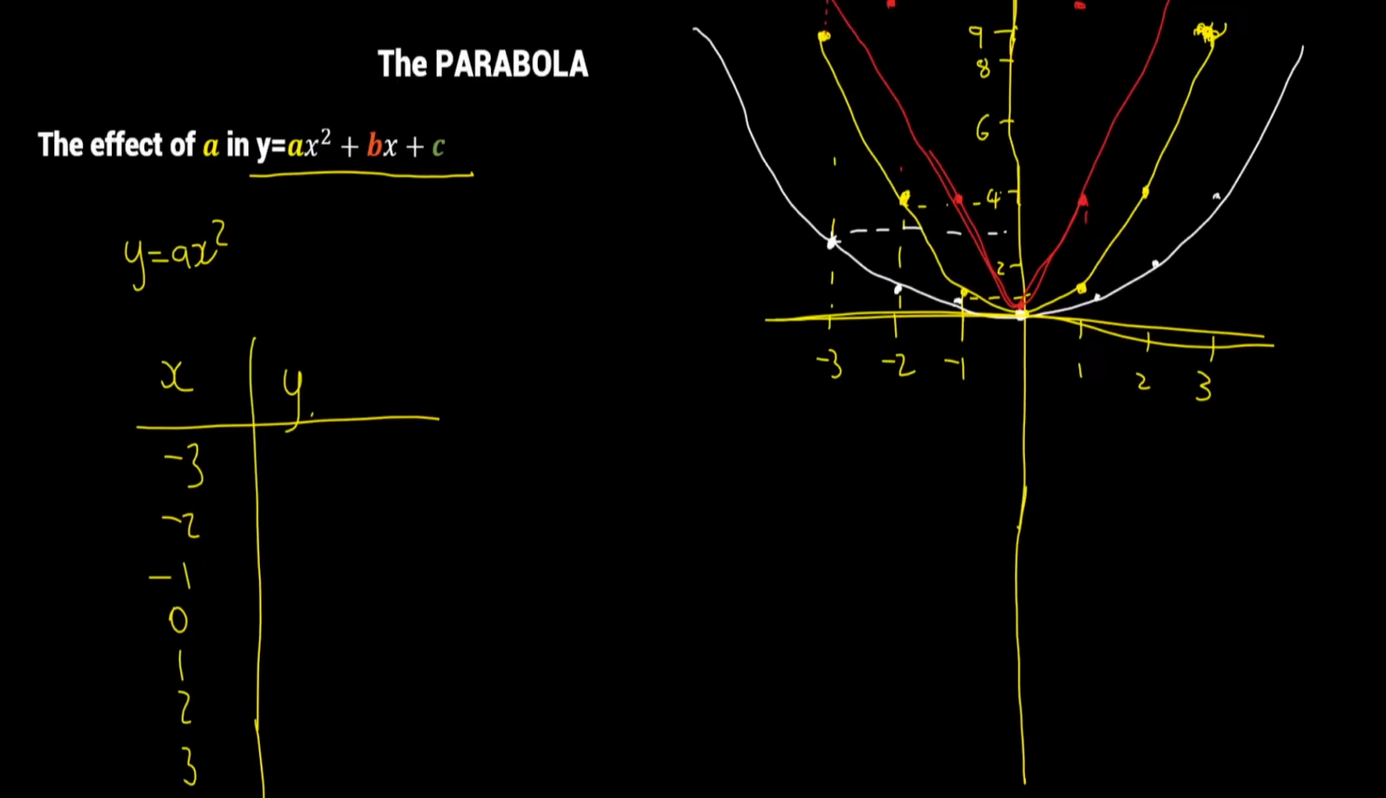What happens now when a is negative? We'll start with the same equation, which was y equals x squared. But we'll make a, in this case, negative 1. So we'll still evaluate it the same way. Minus 3 squared is 9. So we have minus 9. So we're going to draw this the same way we did.